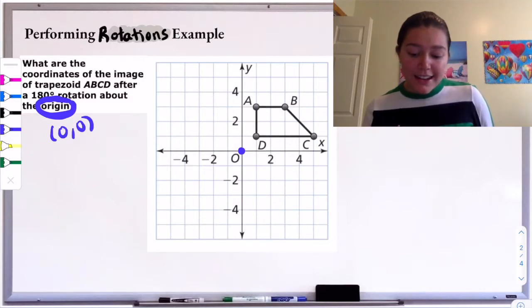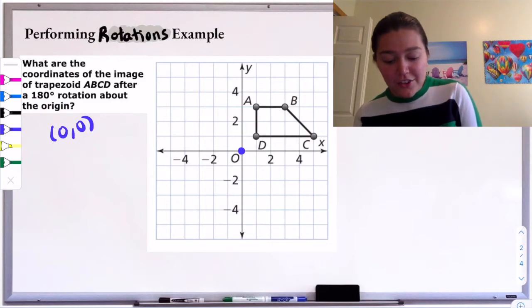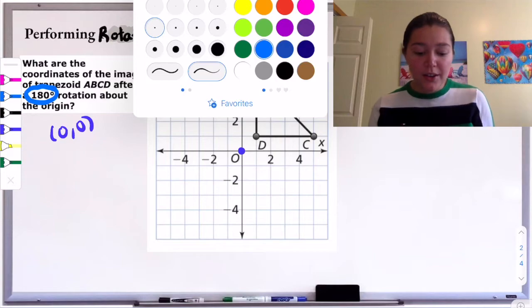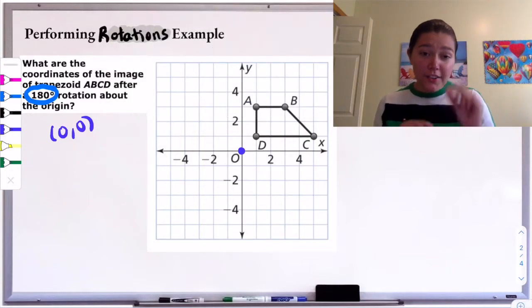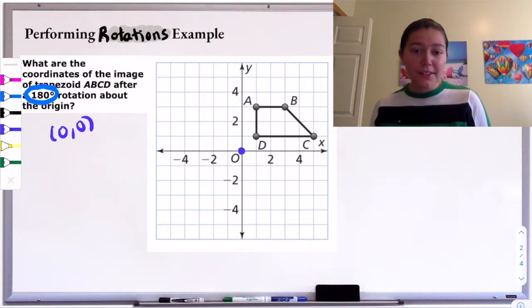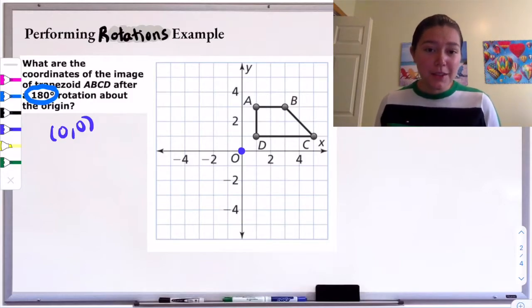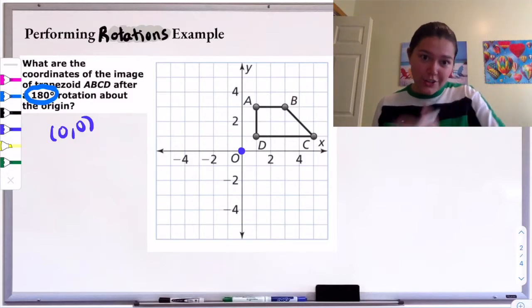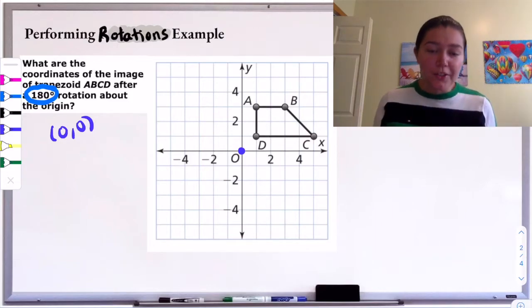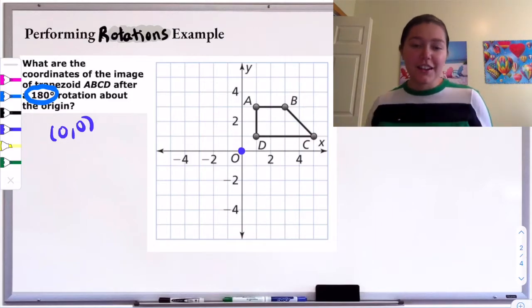Okay? And now we know that we are rotating 180 degrees. They don't tell us clockwise or counterclockwise because going 180 degrees clockwise or counterclockwise actually puts us in the exact same situation because that's that straight line situation. It's halfway around, and half is the same thing in either direction.